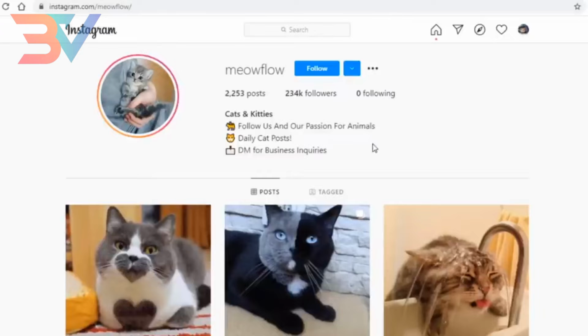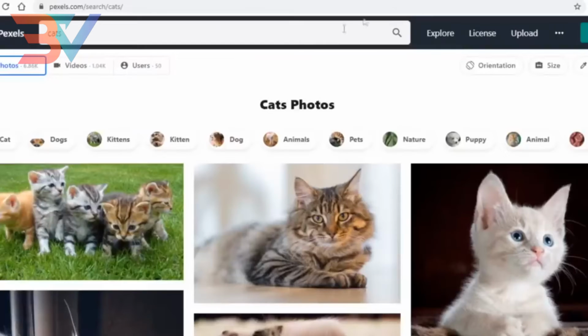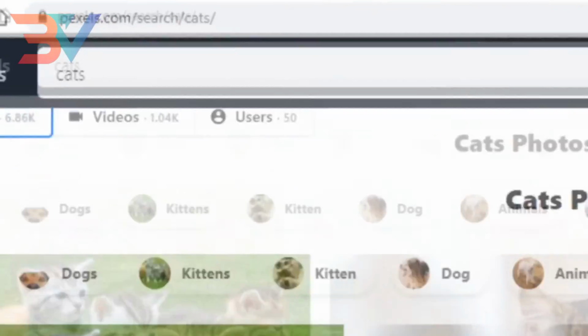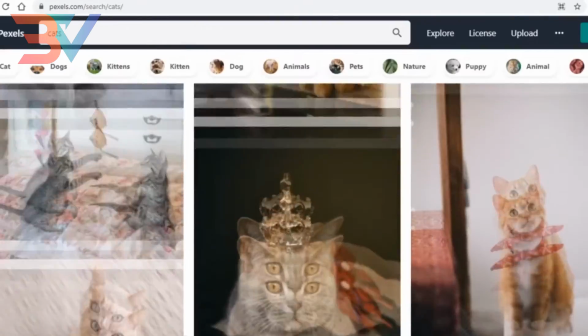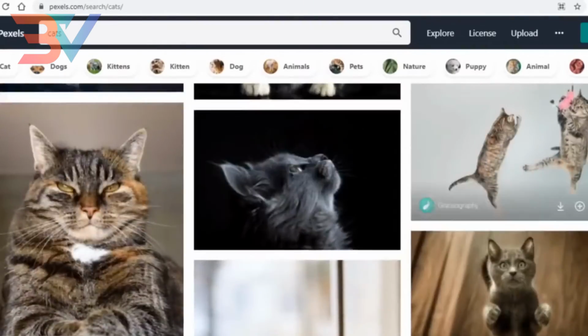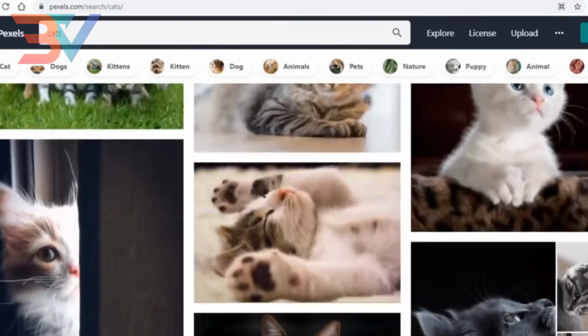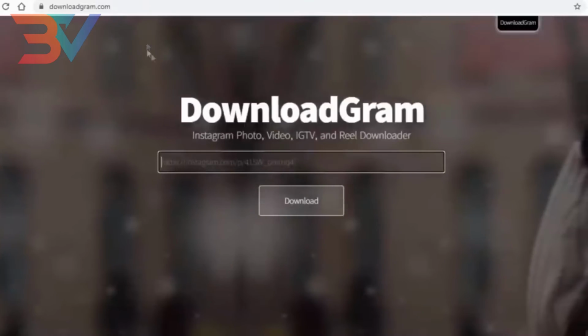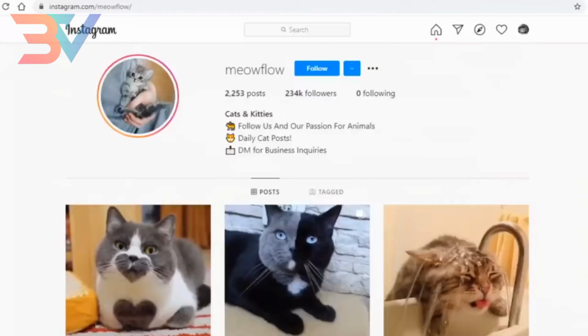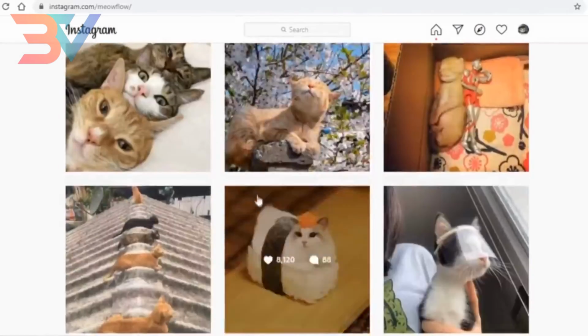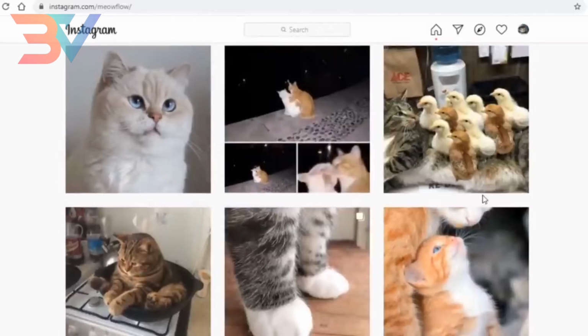Now, in order for people to want to follow you, you will need posts on your page. And so the site that you will want to use for that is called Pexels.com. This site will allow you to download photos for absolutely free and use them however you want with full rights, so you won't get taken down for copyright. The alternative to this is just use downloadgram.com and download the photos other people are uploading on Instagram and then credit them when you post the photo.